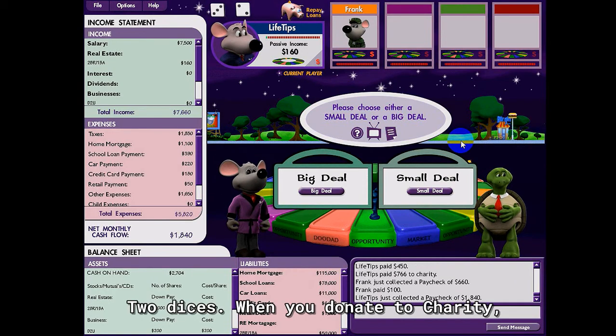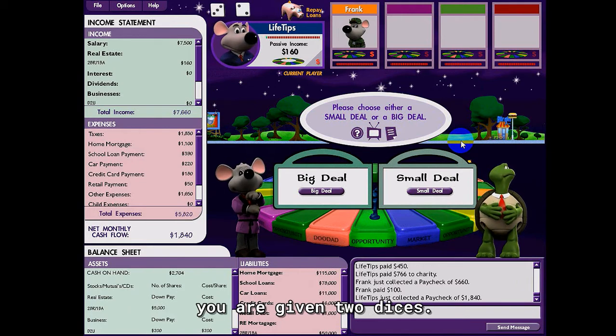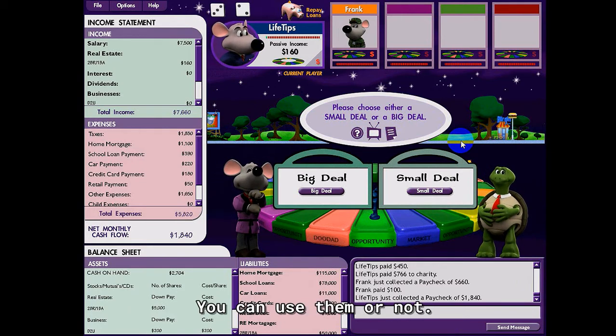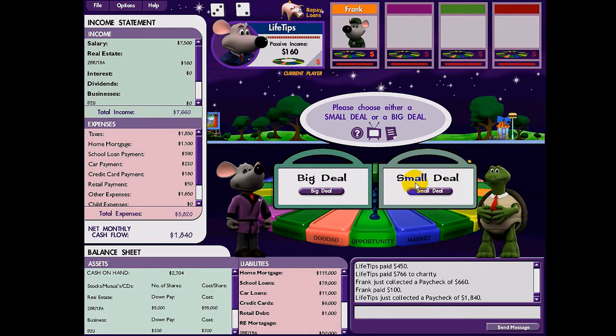Yeah, two dice. Okay, yeah, when you give a donation, the game will give you two dice. You can use them or not use them. It depends on you.